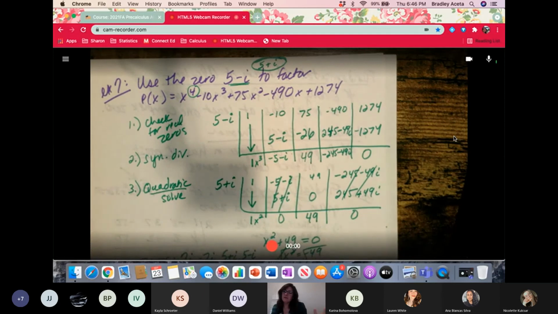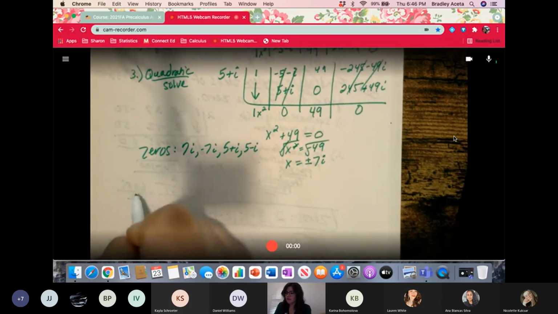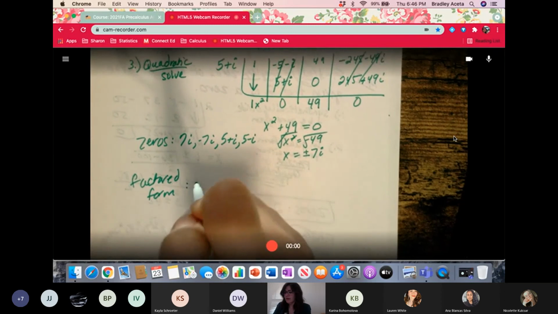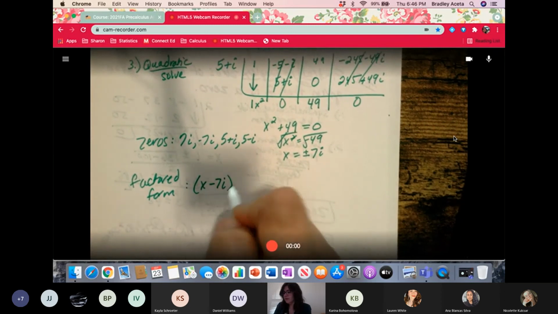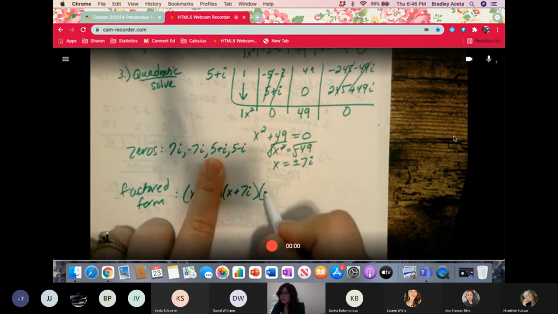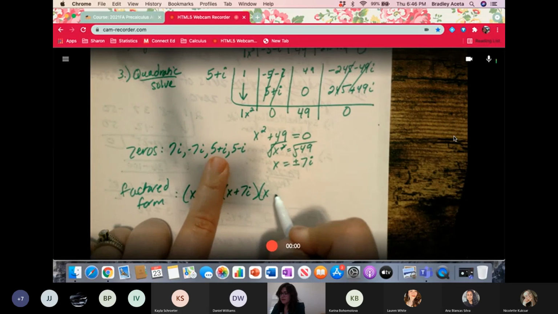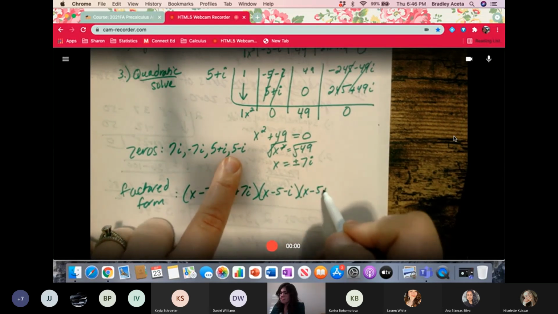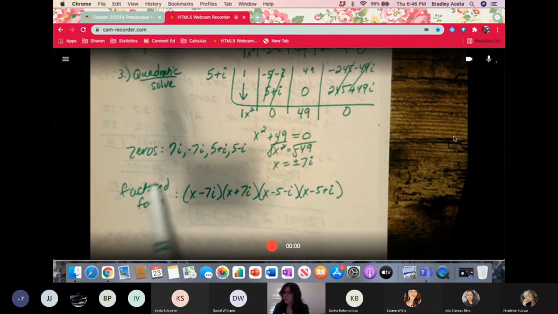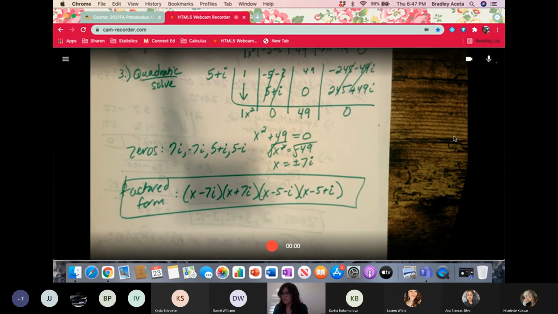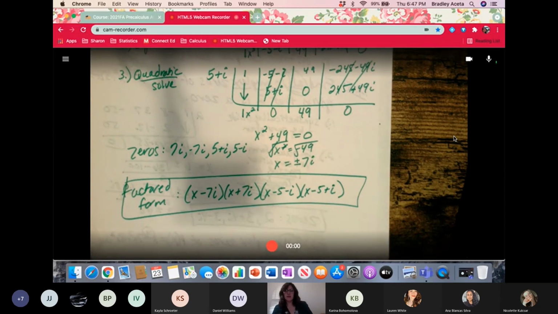You just got to write it in a factored form. So you would write these in factors. So you'd write the following. Factored form. You'd write x minus 7i, x plus 7i. And then you write x minus 5 minus I, and then x minus 5 plus I. And that would be the factored form of that polynomial. So a little bit tricky.